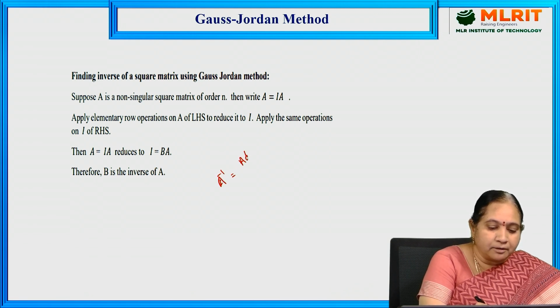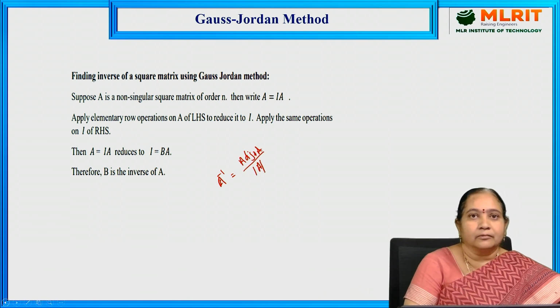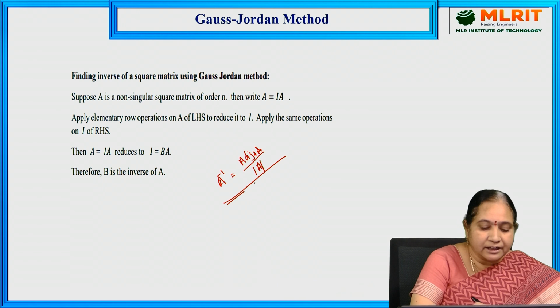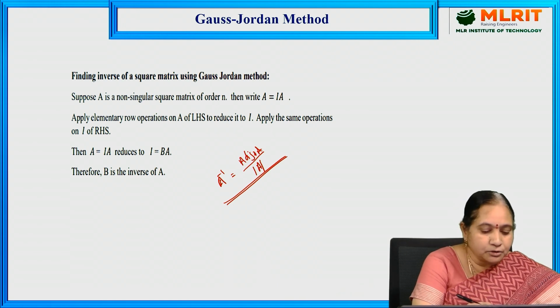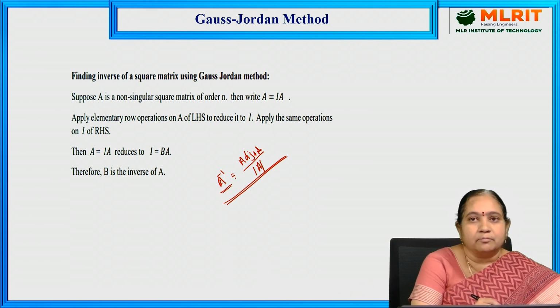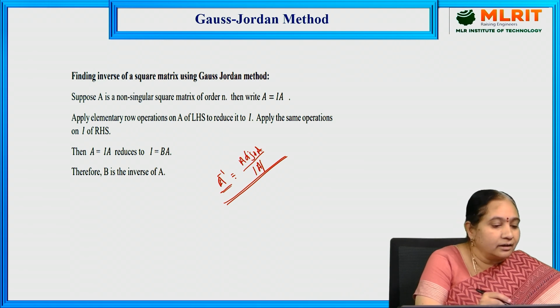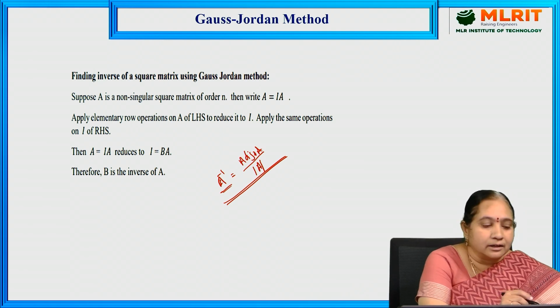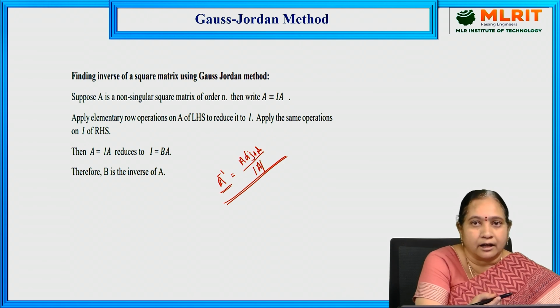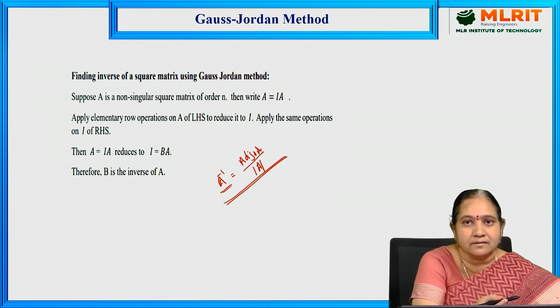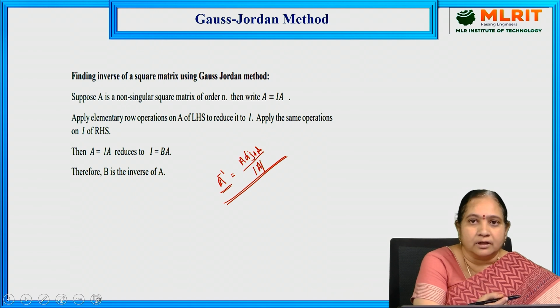In earlier classes, the well-known method to find the inverse of the matrix is A inverse equals adjoint A by determinant A. So this is the general formula we learned in earlier classes to find the inverse of the square matrix. Now in engineering, we apply echelon form to reduce the given matrix to upper triangular matrix and lower triangular matrix. Then we find the inverse of the square matrix.